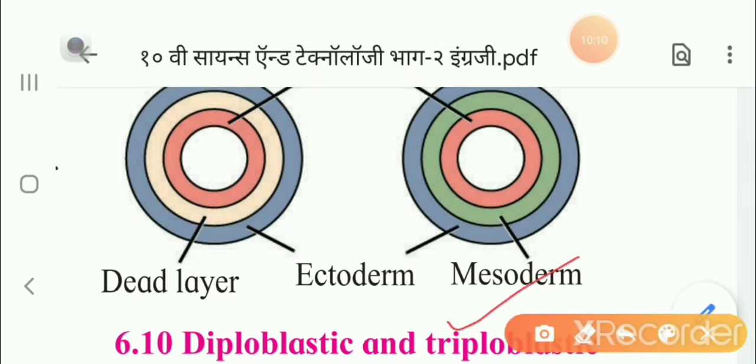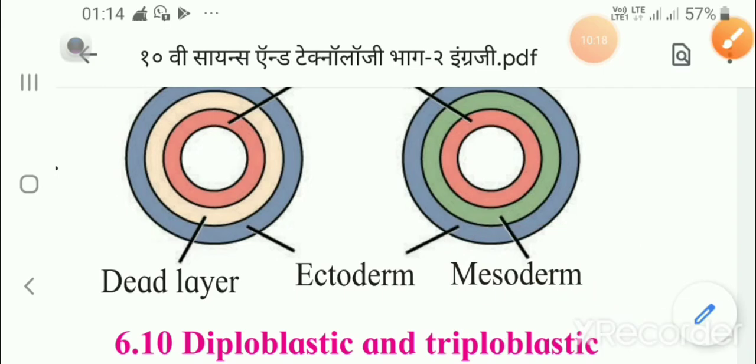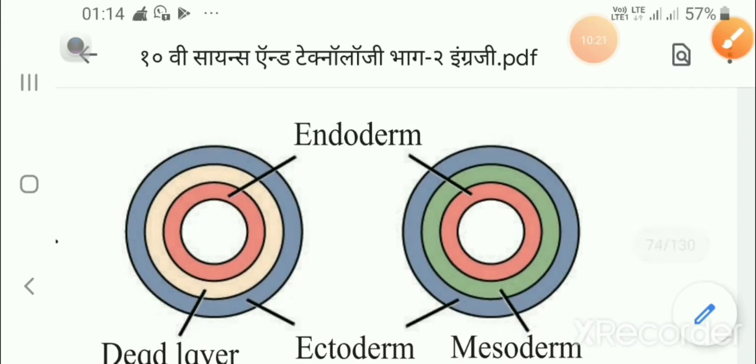So here is the triploblastic. In this, along with the ectoderm and endoderm, the mesoderm is also there. So this is the mesoderm. So this way, I think you might have understood what is the difference between diploblastic and triploblastic. Further, come to the next page, children.